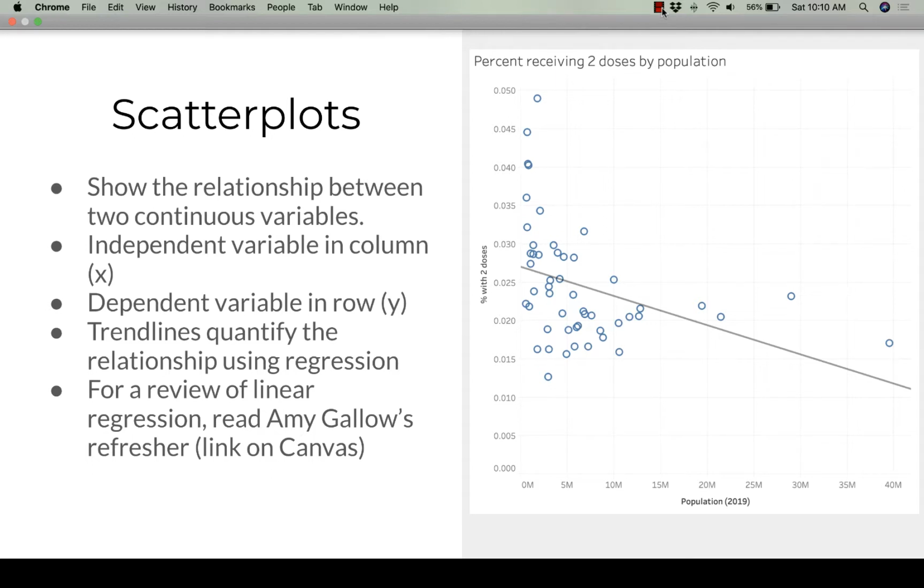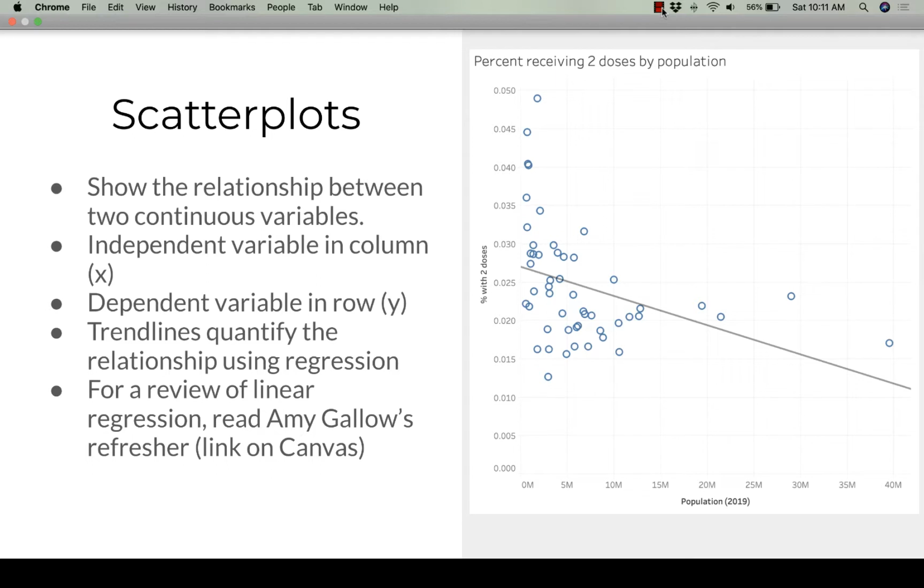This graph shows the percentage of the population that's received 2 doses of the coronavirus vaccine as of today, as a function of the state's population. So we can see that the trend line, which I've inserted here, is downward sloping. And that means that more populous states have been not quite as good at getting people vaccinated with both doses as have smaller states. The reason for that could be many, and I don't know at this stage what that reason is, but we can see that there definitely is a relationship between state size and the percent of the population who has received 2 doses.